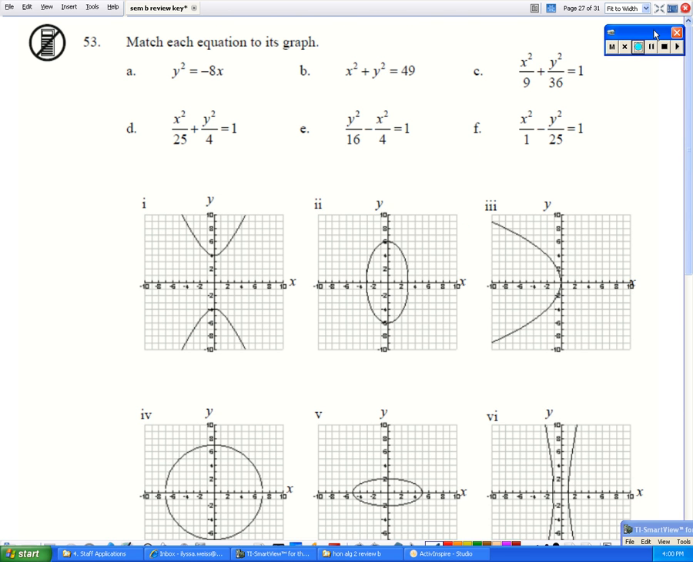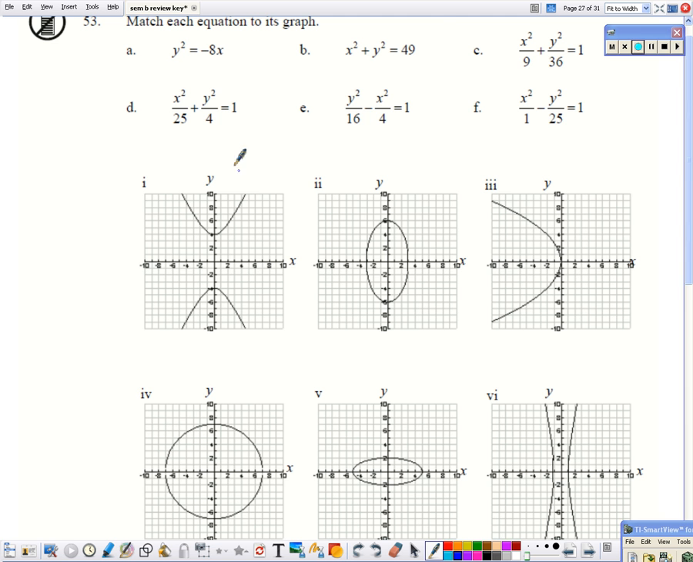Okay. I'm going to first label what each type of equation is to help me with my matching. This is a parabola, a circle, an ellipse, a hyperbola, and a hyperbola. Now both of my ellipses, oh no, this ellipse is in the vertical direction, and this ellipse is in the horizontal direction.